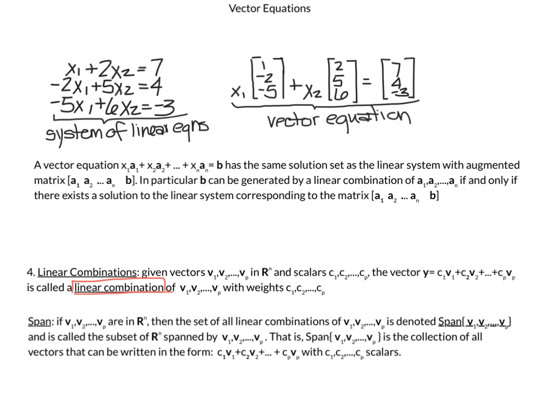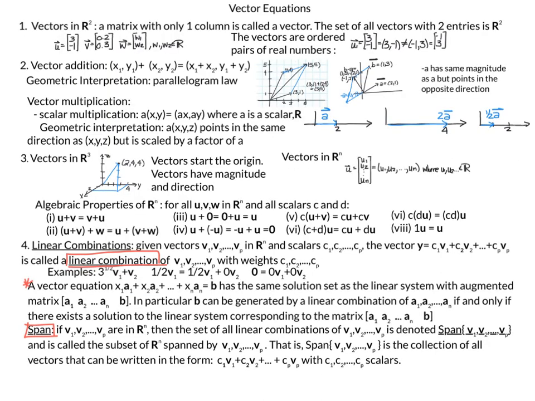Once we've gotten to the vectors and through this result, we will follow up with two other important concepts of vectors, and that is of linear combinations and span. In this video, we talk about vector equations. We start with the definition of a vector, which is a matrix with only one column.